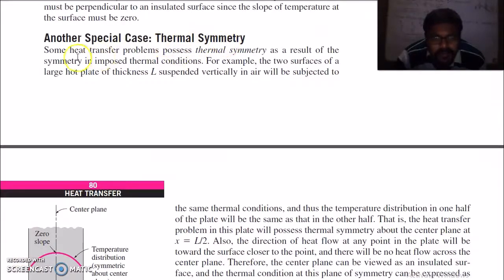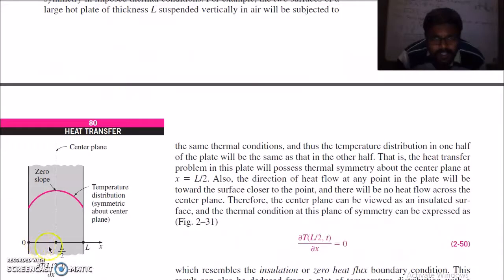Thermal symmetry. Some heat transfer problems possess thermal symmetry as a result of symmetry in imposed thermal conditions. For example, the two surfaces of a large hot plate of thickness L suspended vertically in air will be subjected to the same initial and thermal conditions, and thus the temperature distribution in one half of the plate will be the same as that in the other half. That is, the heat transfer problem in this plate will possess thermal symmetry about the central plane at x equal to L by 2.